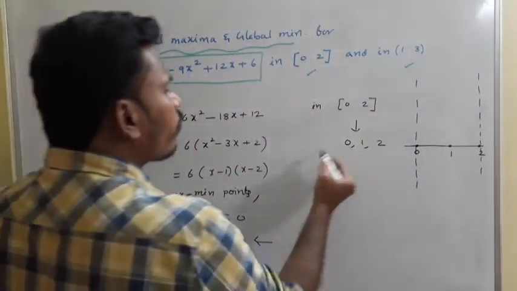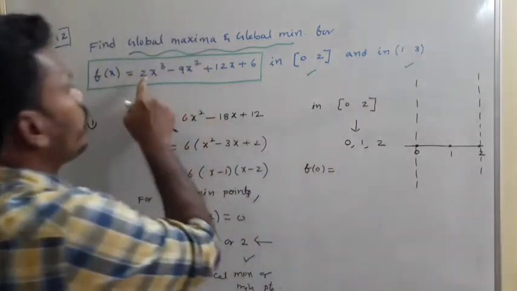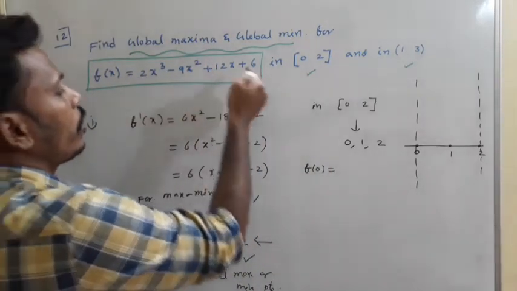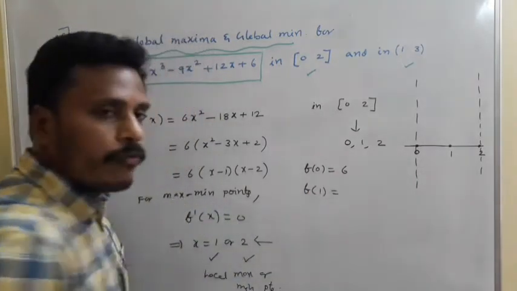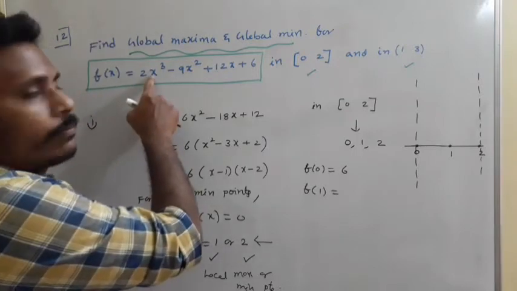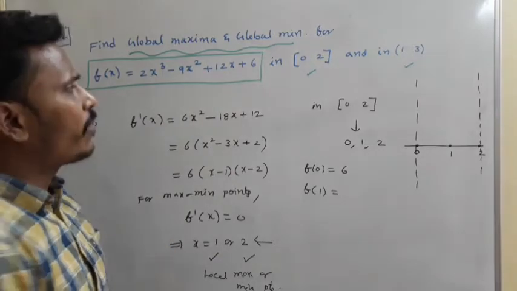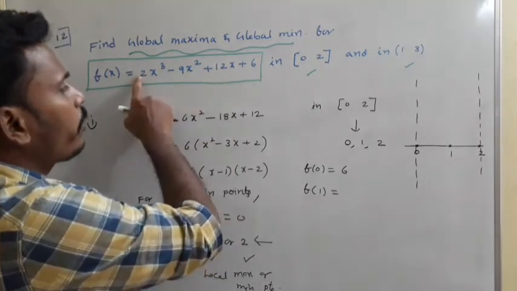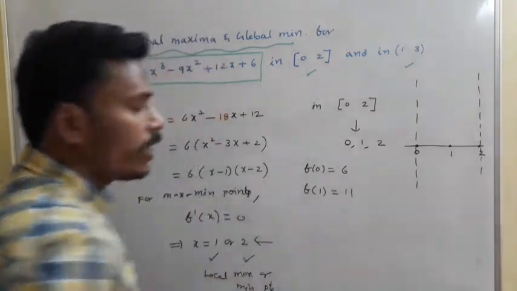What are the functional values? At 0, f(0), replace x with 0, gives 6. So f(0) is 6. What about the value of f(1)? At 1, check 2 − 9 + 12 + 6. 6 plus 2 is 8, 8 minus 9 is minus 1, 12 minus 1 is 11. So f(1) is 11.